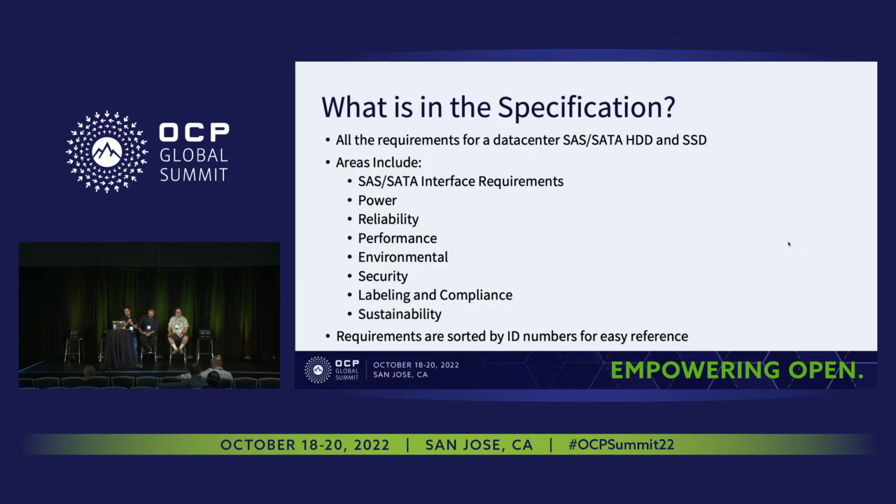Okay, so until now you can see we have a lot of requirements on hard drives, SSDs, those kinds of SATA devices for specific use in data center environments. All those requirements are sorted by ID number, mainly for easy collaboration with third parties and different partners, so that we can refer to each of the requirements in an easy way.